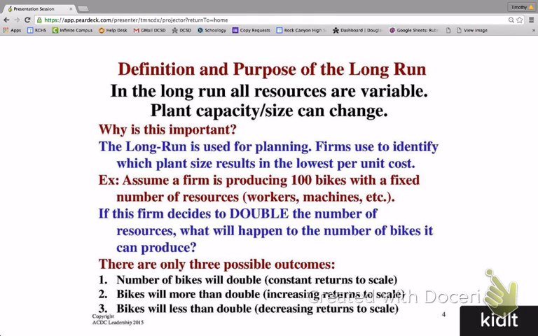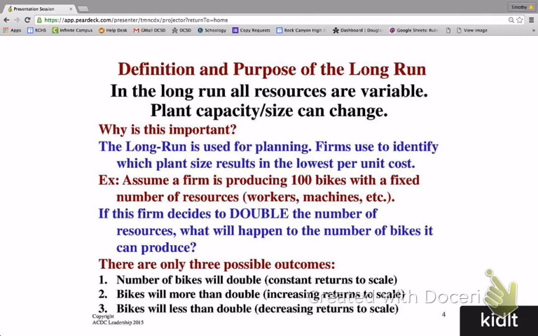So here's a more expanded definition of the long run and its purpose. In the long run, as we've said, all resources are variable, and plant capacity and size can change. Why does this matter? Well, because the long run is used for planning purposes for a business. Firms make plans for what they can produce in the short run when they can't change the size of the plant, but they also make decisions for what they can do over the long run when they can change it. So firms use it to identify which plant size results in the lowest per unit cost.